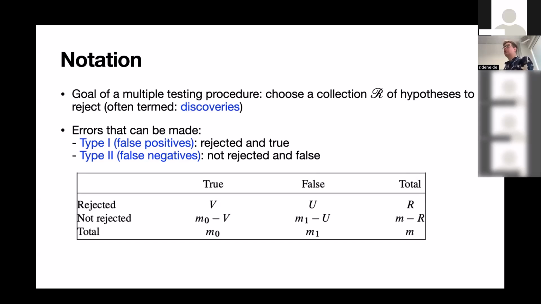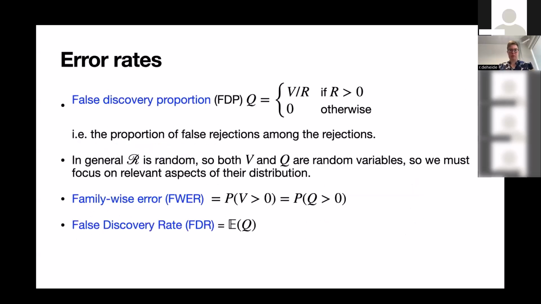The important quantities to remember are V and R. V is the number of true hypotheses that we reject, and R is the total number of hypotheses that we reject. A lot of paradigms in multiple testing consider some aspect of the false discovery proportion, that is the number of true hypotheses that we falsely reject, V, divided by the total number of rejections, R, if we reject anything, and if we don't reject anything, it's 0. So it is the proportion of false rejections among the total number of rejections.